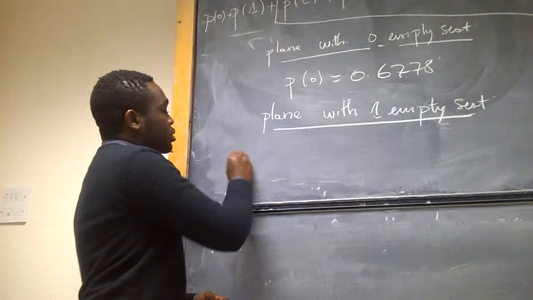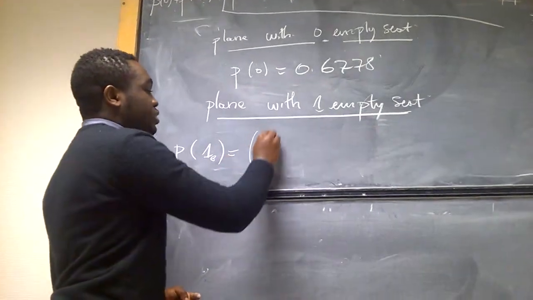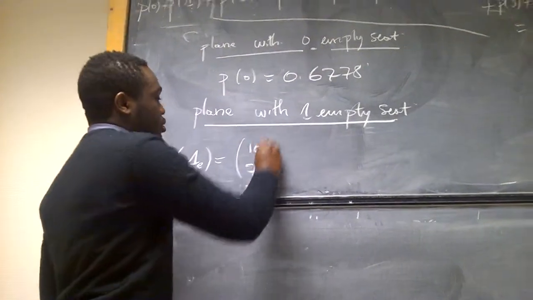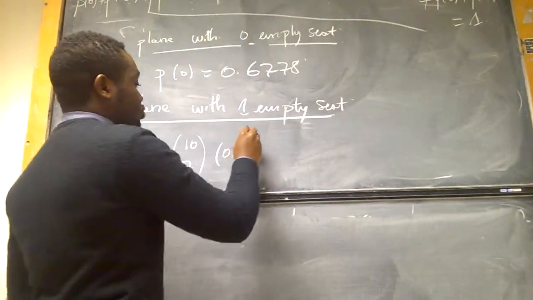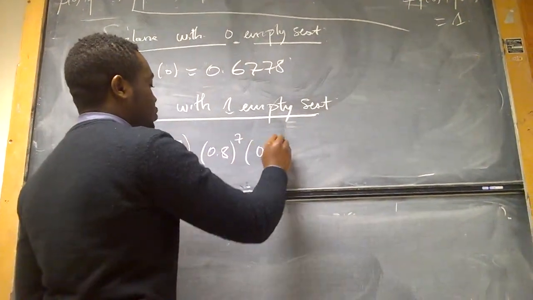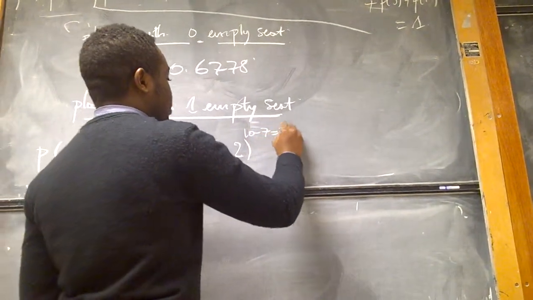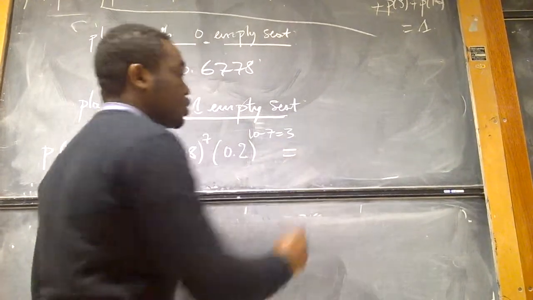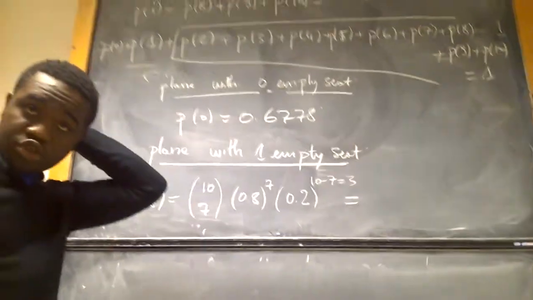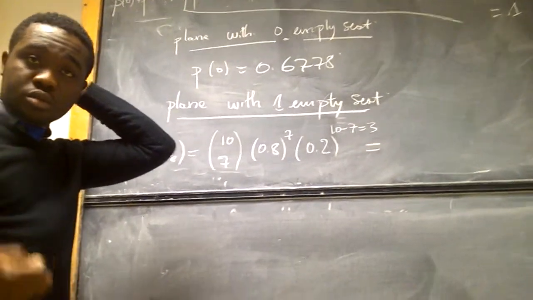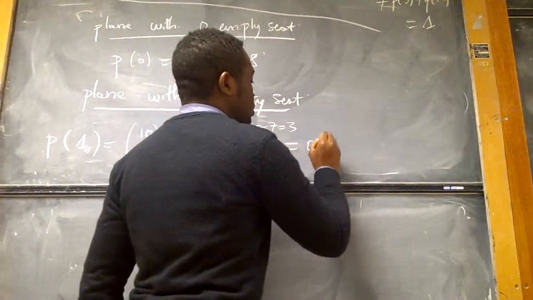So the probability with one empty seat will be 10 choose 7 times our success, which is 0.8, to the 7 times our fail, which is 0.2, to the 10 minus 7, which is 3. Can someone calculate, please? 0.201.